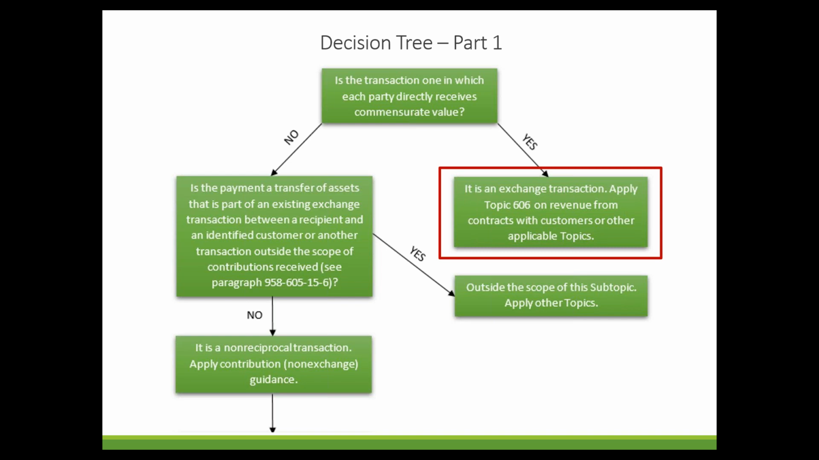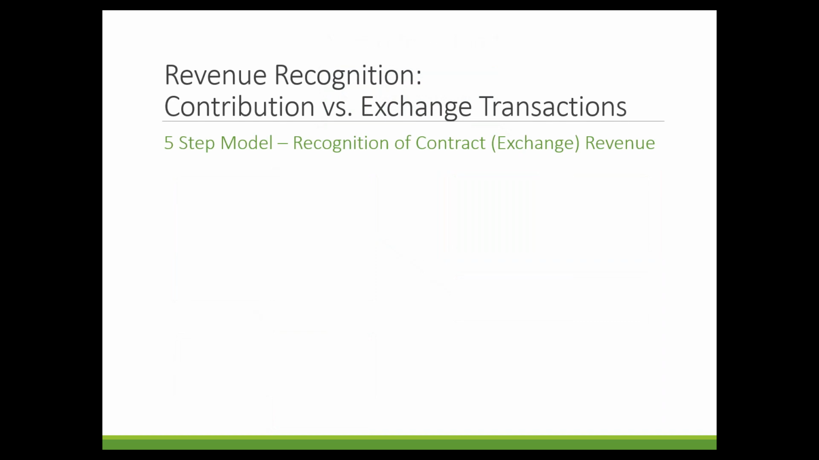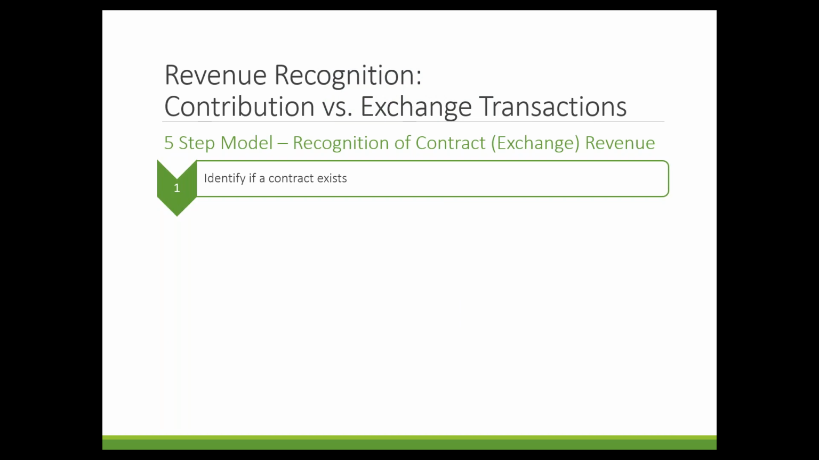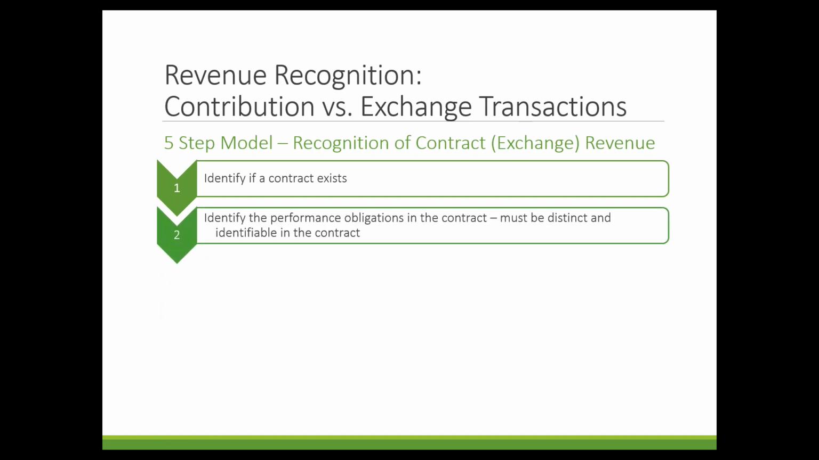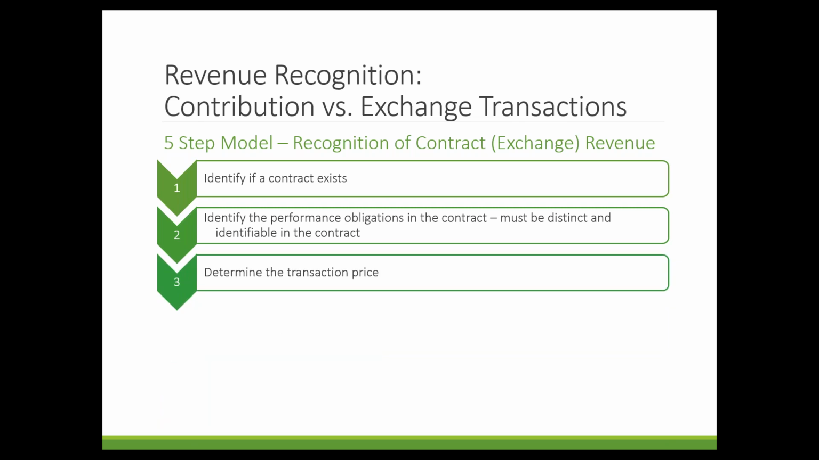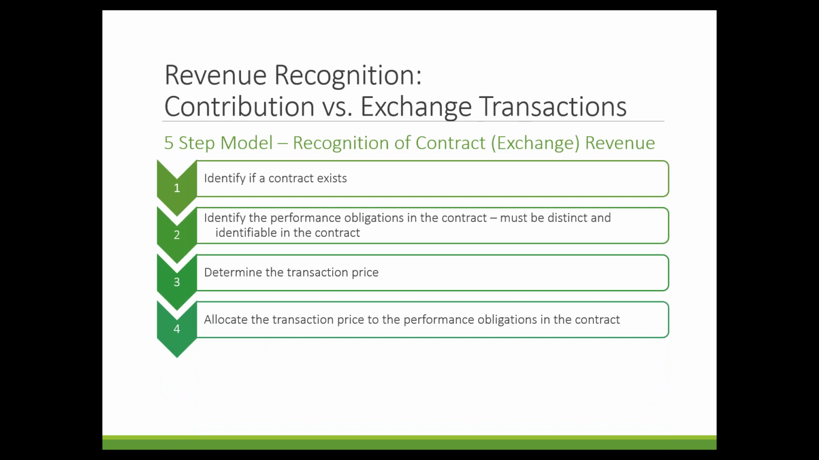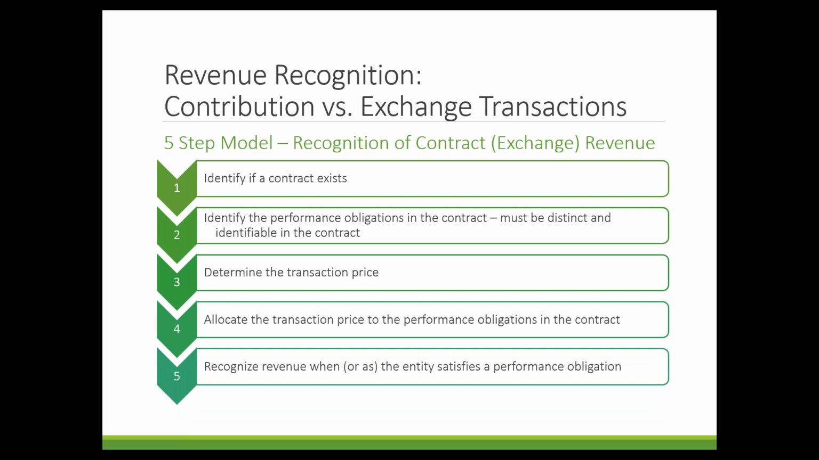Let's run through that. Let's assume that we have a transaction, and it's going to follow 606. So the 5-step model for revenue recognition is as follows. The first step is to identify if a contract exists. So what this means is, does a transaction have true economic substance? It doesn't have to be an actual written contract. It can be an implied contract, but there has to be substance to the transaction itself. Once you've done that, then you must identify the performance obligation or obligations in the contract, whether implied or written. The performance obligations have to be distinct and identifiable. Next, you determine the overall transaction price, and then you allocate that transaction price to the various performance obligations in the contract. Once you've done that, then you recognize revenue when or as those performance obligations are satisfied.